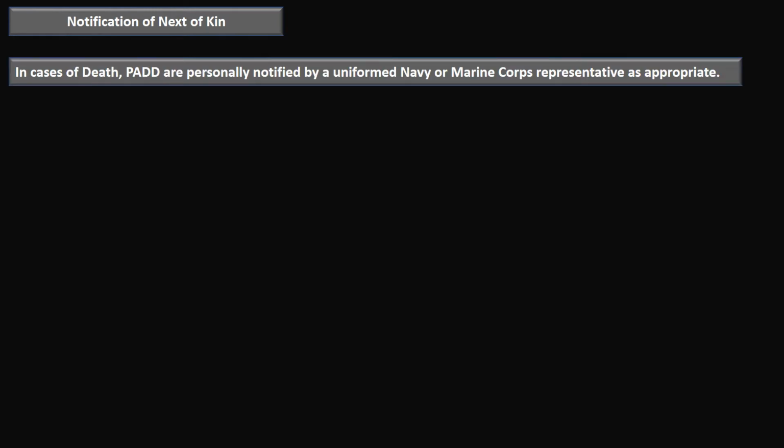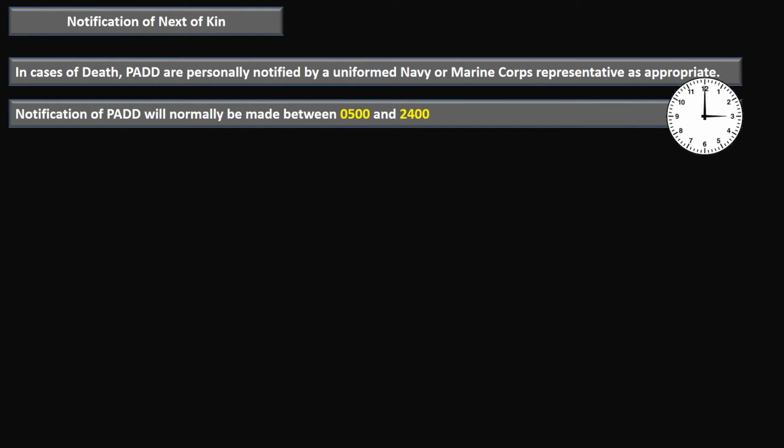Moving on to notification of next of kin. In cases of death, the person authorized to direct disposition, your primary next of kin, is personally notified by a uniformed Navy or Marine Corps representative as appropriate. The notification will be made between 0500 and 2400 hours. Unless there's some sort of extenuating circumstance, like it's something that's going to be on the media, typically they try to make notification between 0500 and 2400 in person.